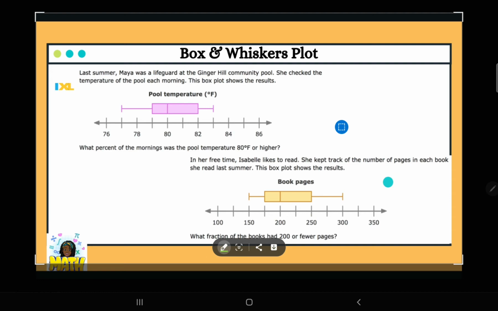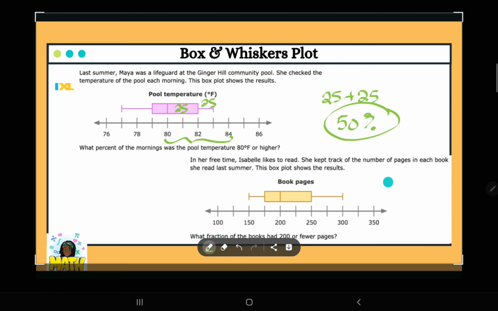Last summer, Maya was a lifeguard at the Ginger Hill Community Pool. She checked the temperature of the pool each morning. This box plot shows the result. What percent of the mornings was the pool temperature 80 degrees or higher? So 80 or higher is represented here. We have 2 sections, so that would be 50%.